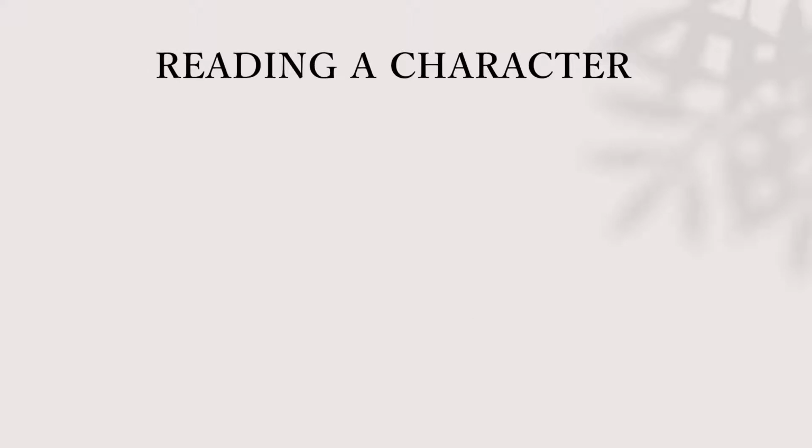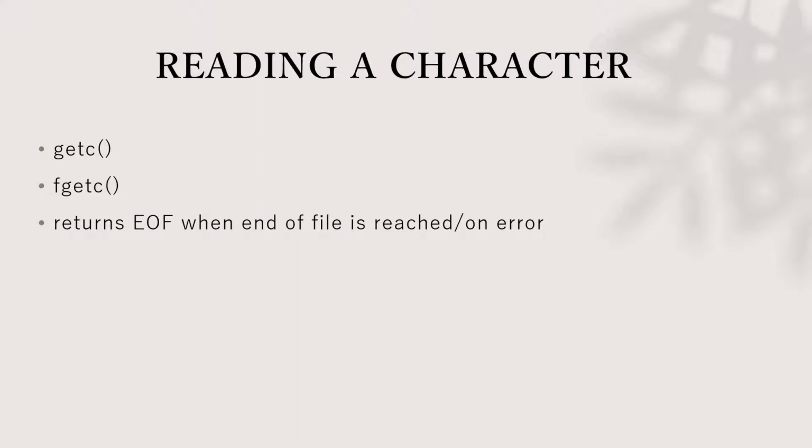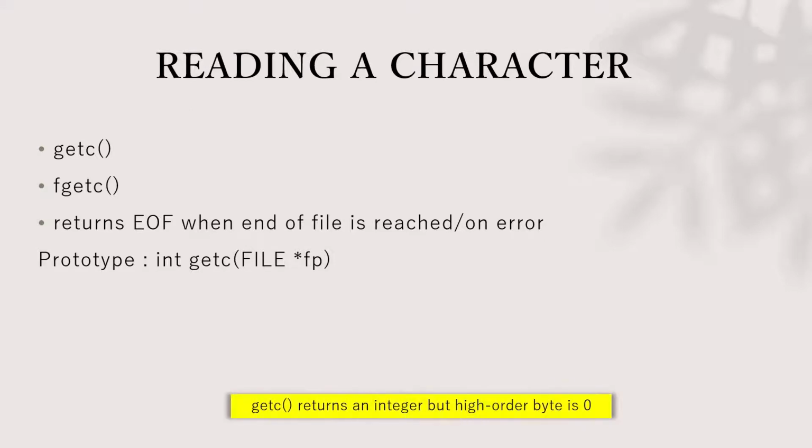Reading a character, getc and fgetc return end of file when end of file is reached or when there's an error. The prototype again, int getc, returning an integer as you can see, and taking as parameter or argument the file pointer. Here it's important to note that getc returns an integer, but again the high order byte is 0 if of course getc is successful. And we know why, right? Because just to repeat, the character will be in the low order byte. Therefore, the high order byte is 0.